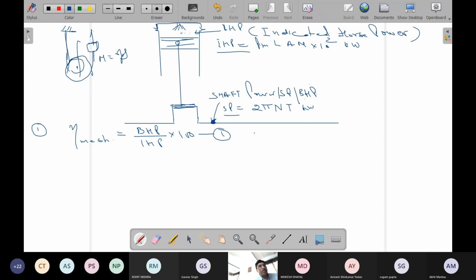This is how the BHP of the main engine or generator or any other, even cars and trucks, is calculated: 2 pi nT. So that gives the shaft power formula. If I get the shaft power from here, and the IHP from the indicator card, then I know both BHP and IHP, so I can calculate the mechanical efficiency, correct? So that is shaft power or BHP.